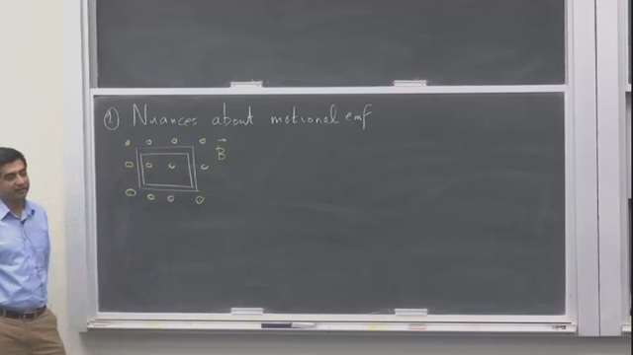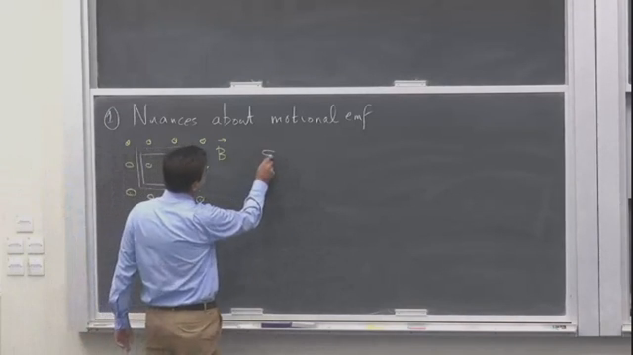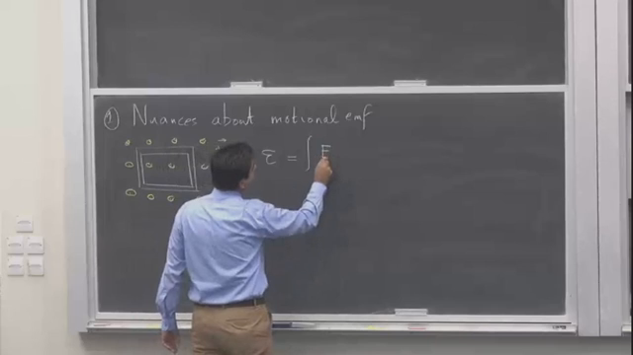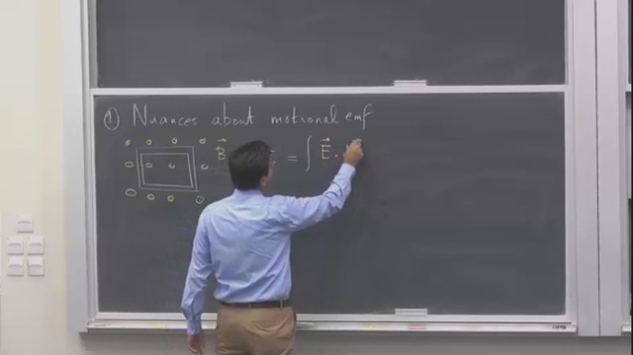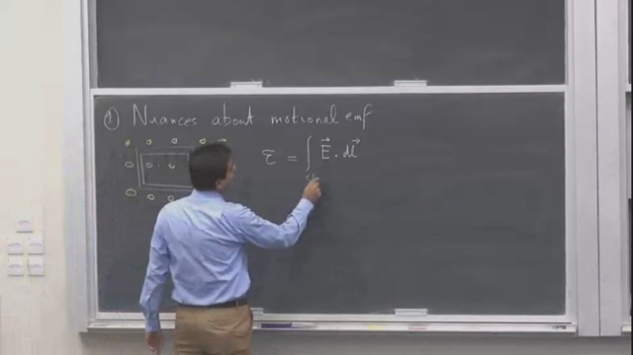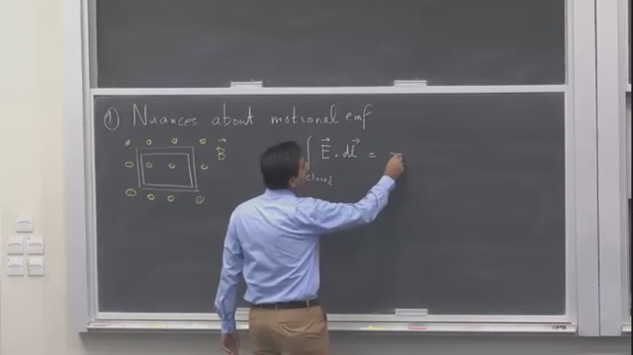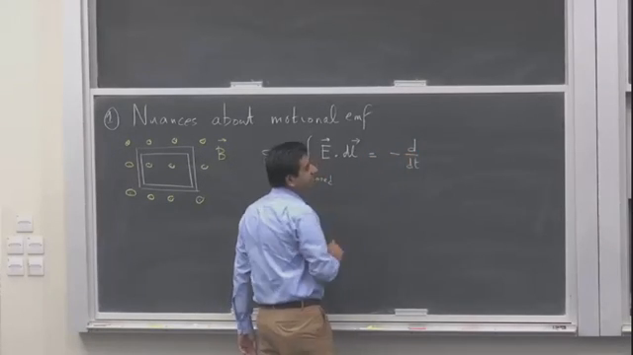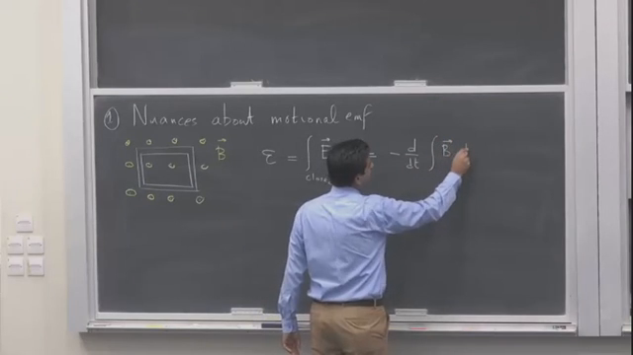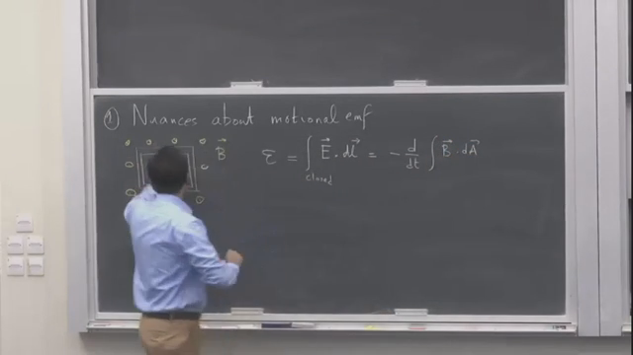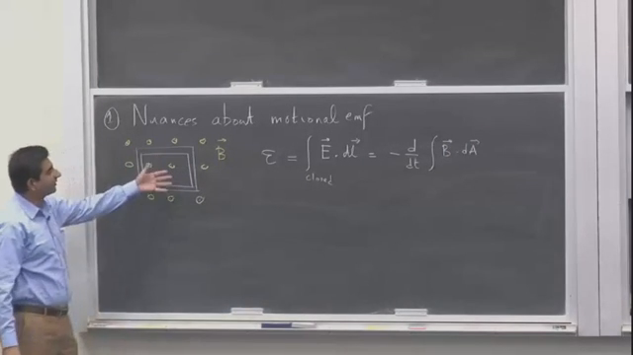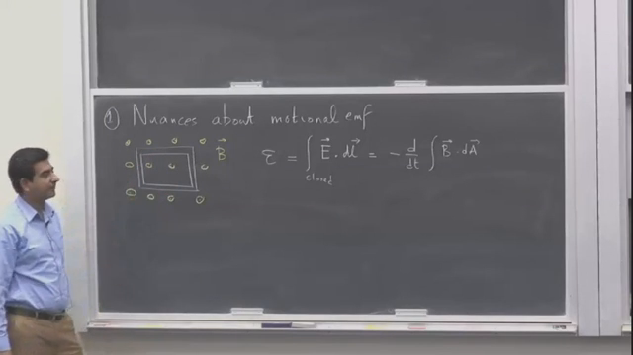Remember that this loop is static. The EMF that is generated, E, will be an integral of the electric field that is developed inside this closed path over the path, E dot dl. This is the closed path we're talking about. This will be given by the negative of the derivative of the flux that passes through the area on the inner surface of this loop. So this is a loop, and the area that is bounded by the loop, you find flux through it and find the time derivative of it. That gives you the EMF.